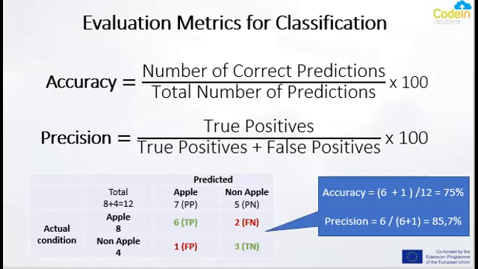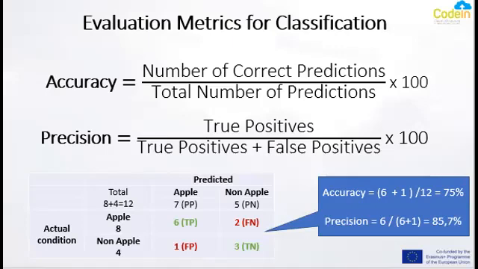Accuracy measures how well our model predicts positive and negative outcomes. It is calculated by dividing the number of correct predictions, true positives and true negatives, by the total number of predictions. In this case, we have a total of 9 correct predictions. 6 is true positive and 3 is true negative. The model's accuracy is calculated by dividing the number of correct predictions, which is 9, by the total number of predictions, which is 12, resulting in an accuracy of 0.75 or 75%.